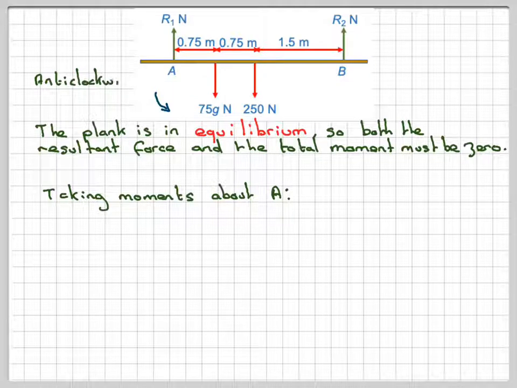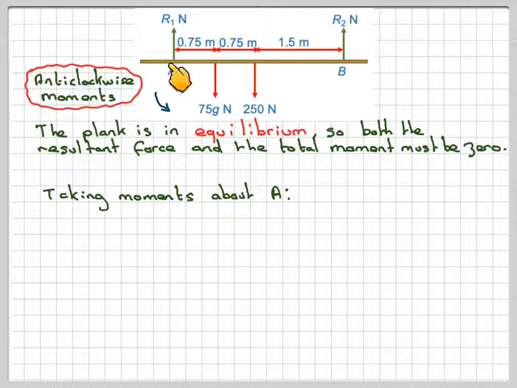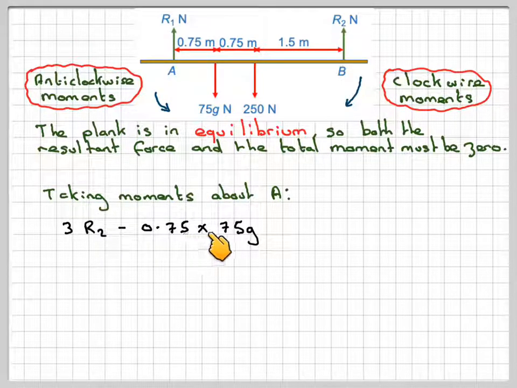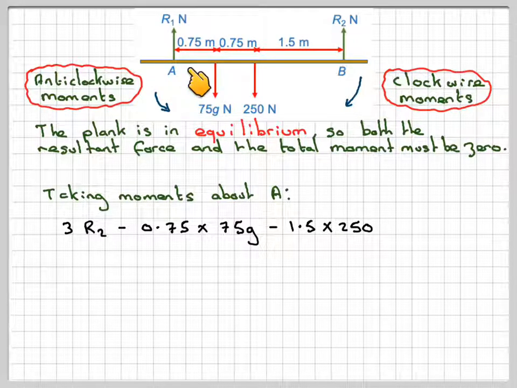So let's just do the anti-clockwise one. This is going to be the ones that try to make the plank move in an anti-clockwise moment. So that's going to just be this length here times this. Remember, the force must be perpendicular to the line acting from the point. So it's going to be 3R2. And then in the clockwise direction, we're going to have 0.75 times 75g newtons. So minus 0.75 times 75g, minus this one as well, which is going to be 1.5, because the distance here is 1.5, times 250, and that's equal to 0.